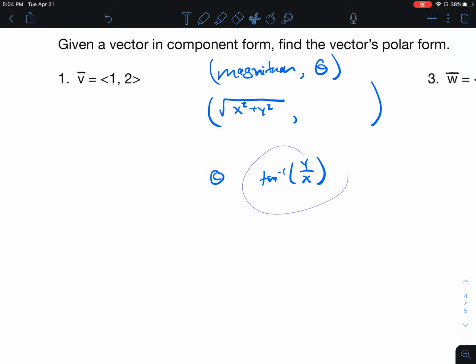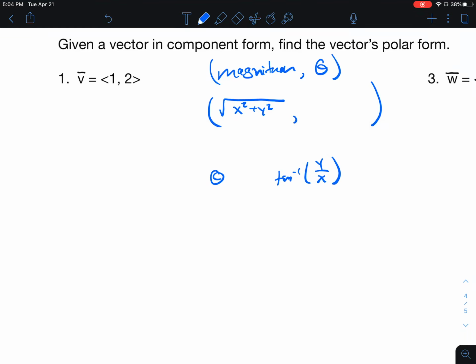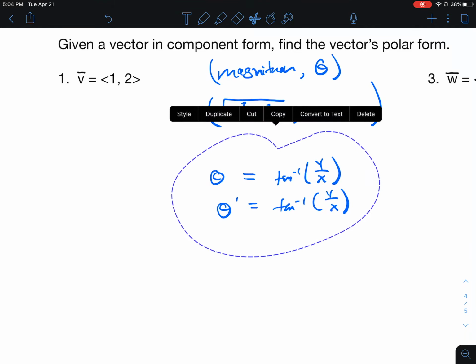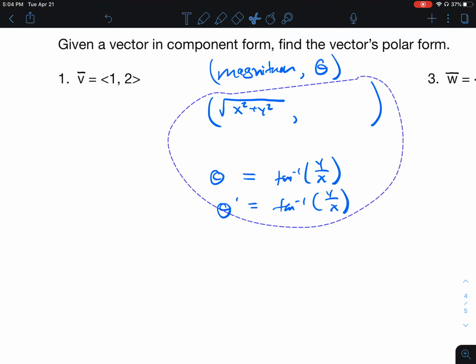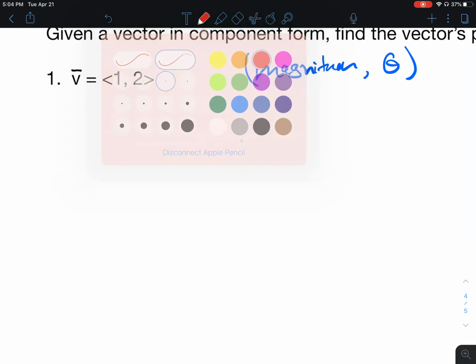We're going to use this to help us find the angle. This is either going to give us theta or it's going to give us theta prime. Depends on the situation. We'll examine the problems and figure this out. But essentially, we're going to use tangent inverse to find the angle. We're going to use the distance formula to find what the magnitude is. So let's check out this problem and see if we can make sense of it.